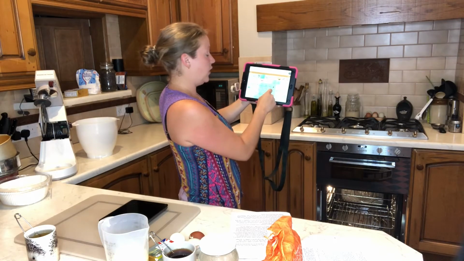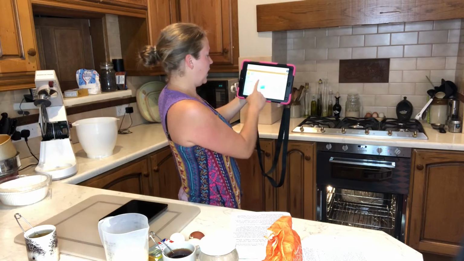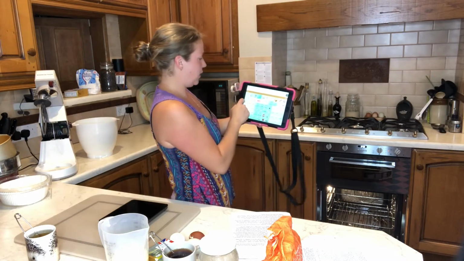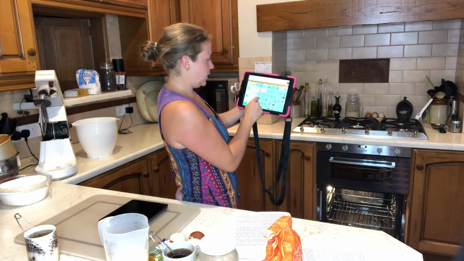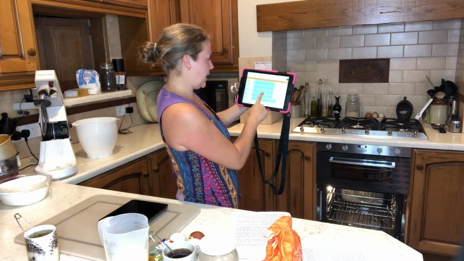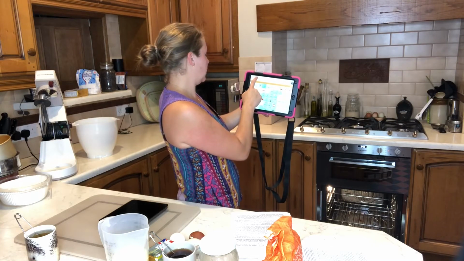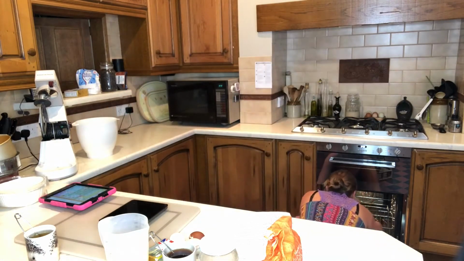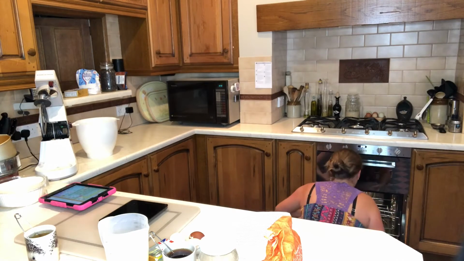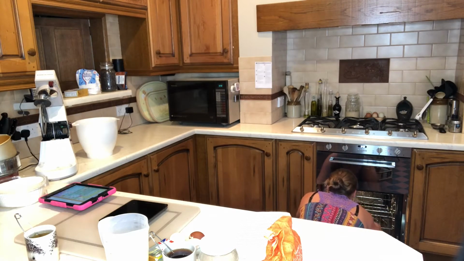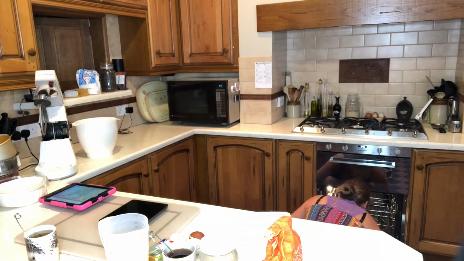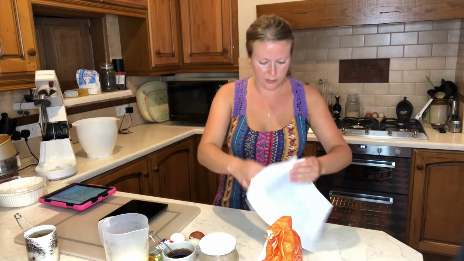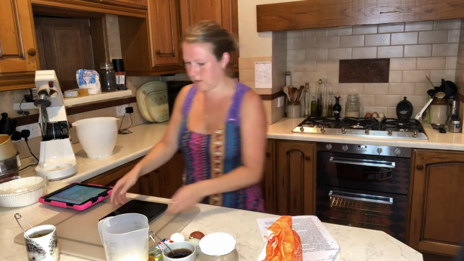This is not how I want it. I need to move some of the racks in the oven. This is from dinner last night. Oven on, done that. Next step, prepare your cake tins.